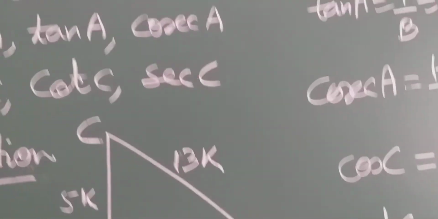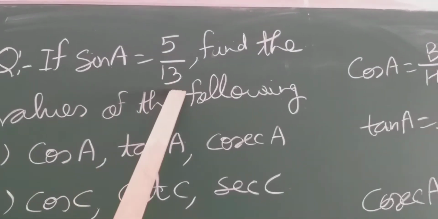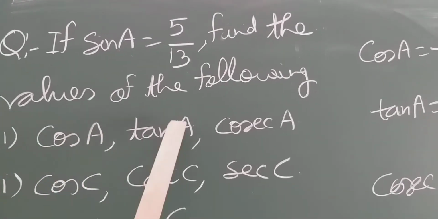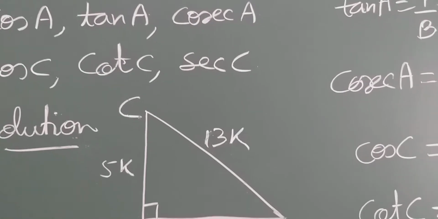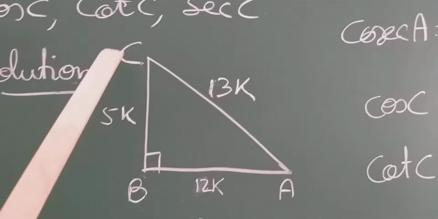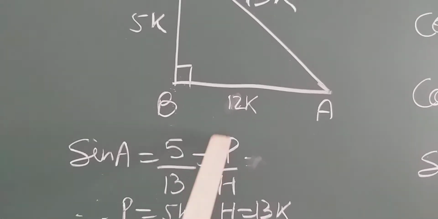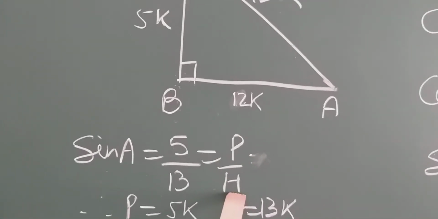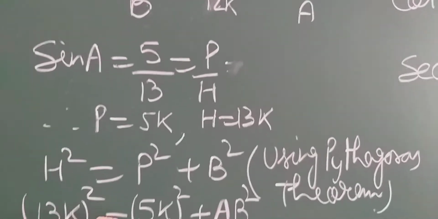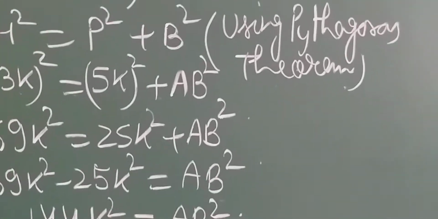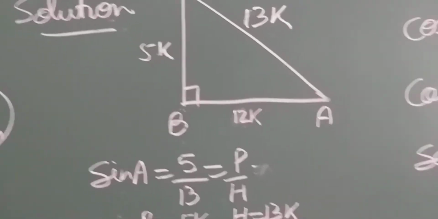So student, always remember when this kind of question comes, one ratio is given to us and other trigonometric ratios we have to find out. So we have to use this method. We have to draw a triangle, write the given ratio equals P upon H or B upon H, whatever it is. Then we put the value here, use Pythagoras theorem, and find the third side. After that we can easily find all the ratios.